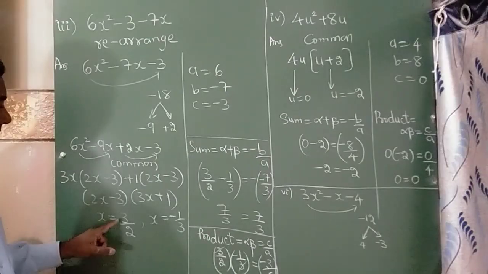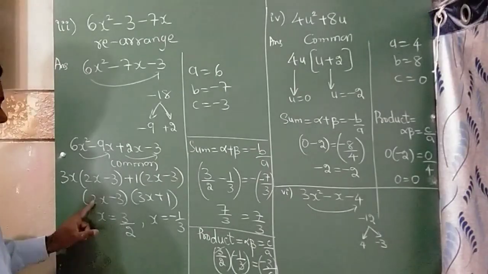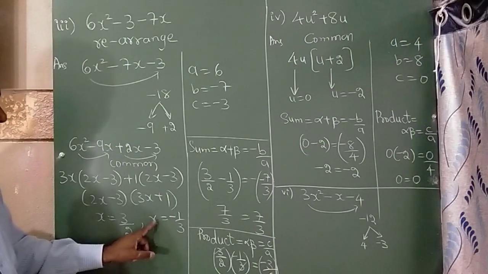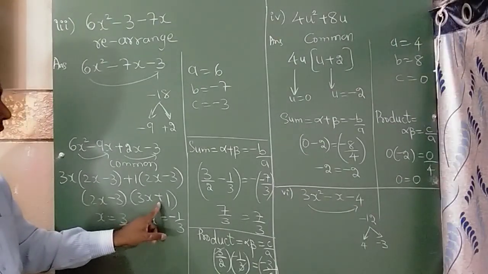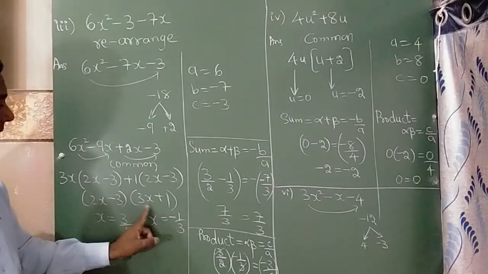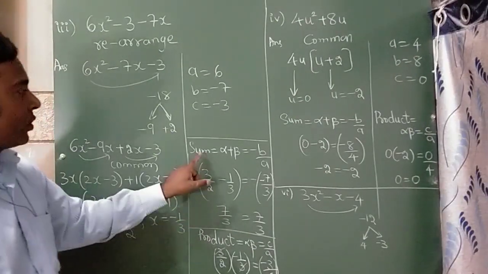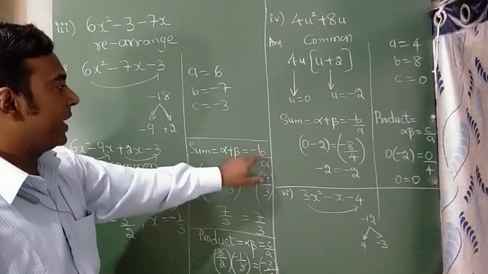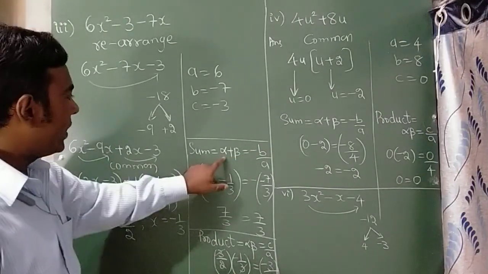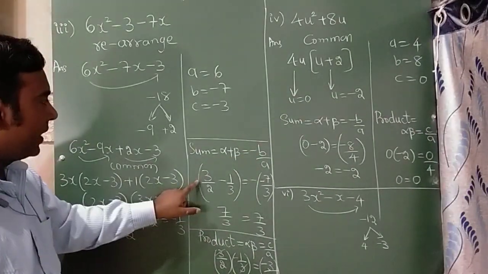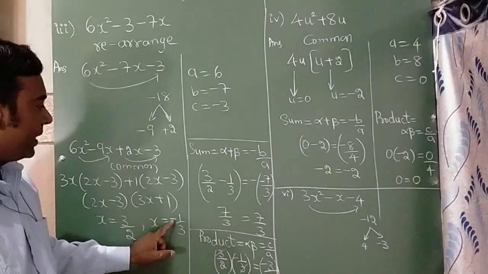When it goes to the right hand side, it will become plus 3. This 2 will come in the denominator. Now here, this side x plus 1 goes to the right hand side, it will become minus 1. This 3 will come in the denominator. This is alpha and this is beta. So sum is equal to alpha plus beta is equal to minus b by a. This is the formula. What is alpha? It is 3 by 2 from here. What is beta? It is minus 1 upon 3.